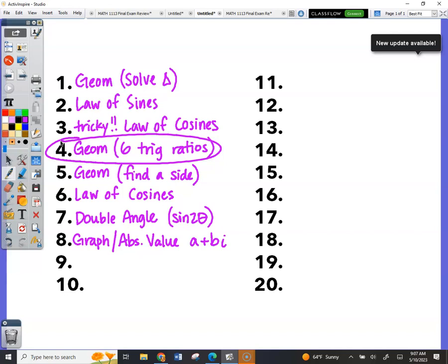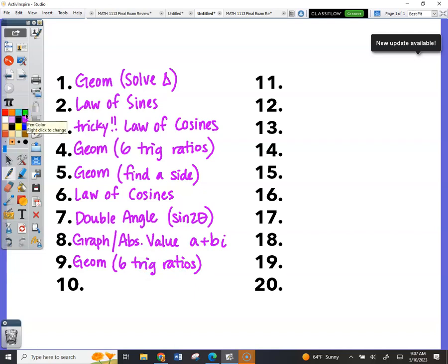Okay? So I'm going to write geom, and it's the 6 trig ratios. And it is exactly like number 4. I'm going to write next to it number 4, comma, number 9. Meaning it's repeating the same. It's just number 4 was ugly, number 9 is pretty. You do have to use the Pythagorean theorem to find the missing side first.